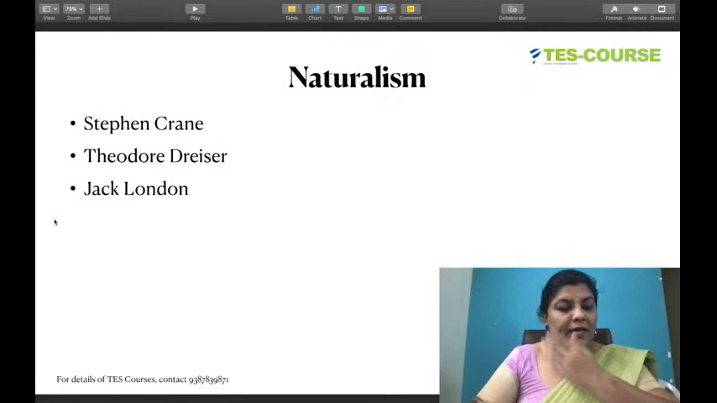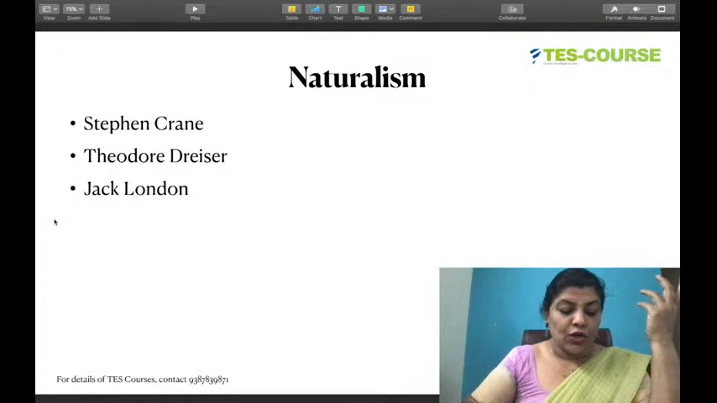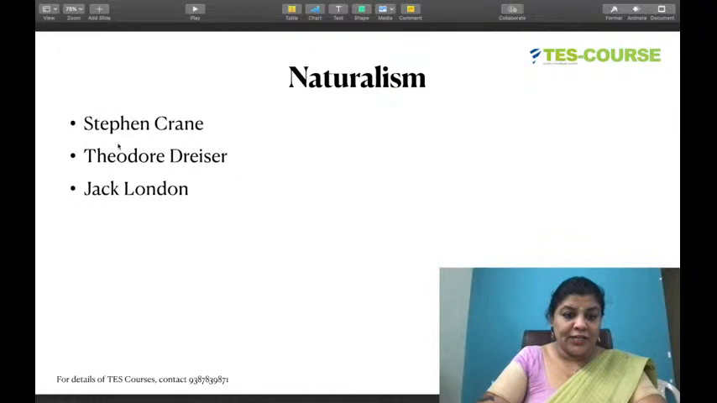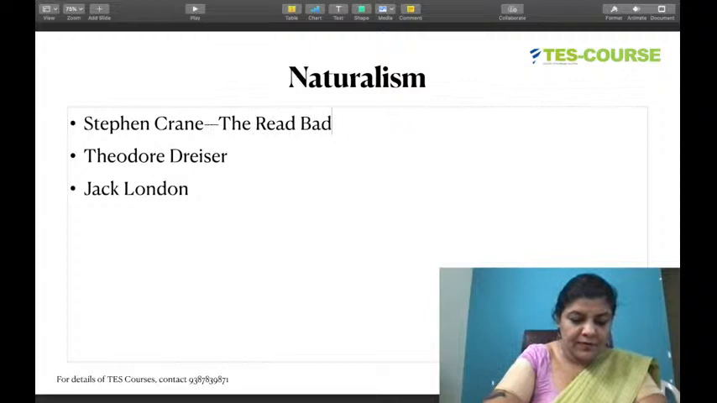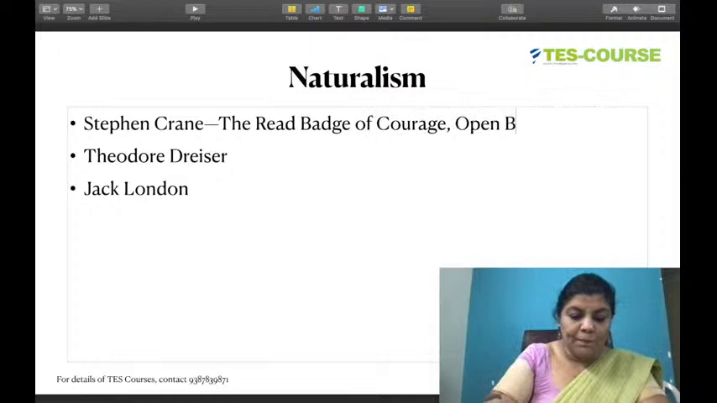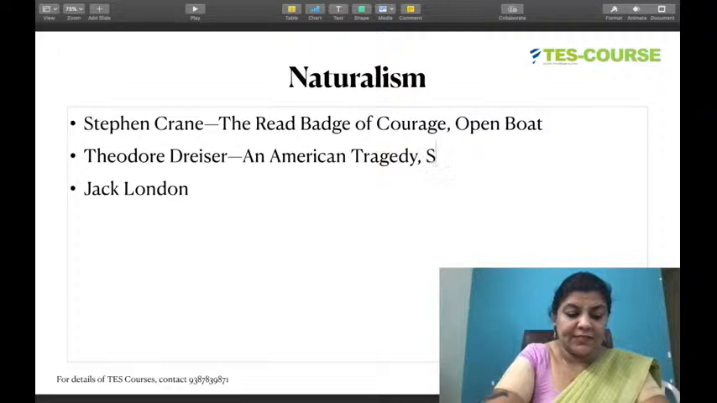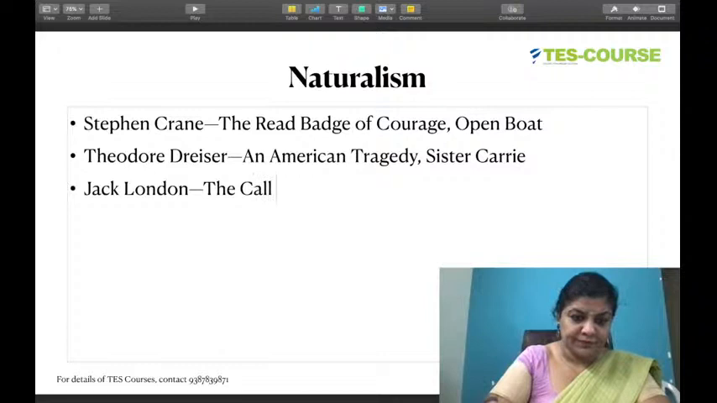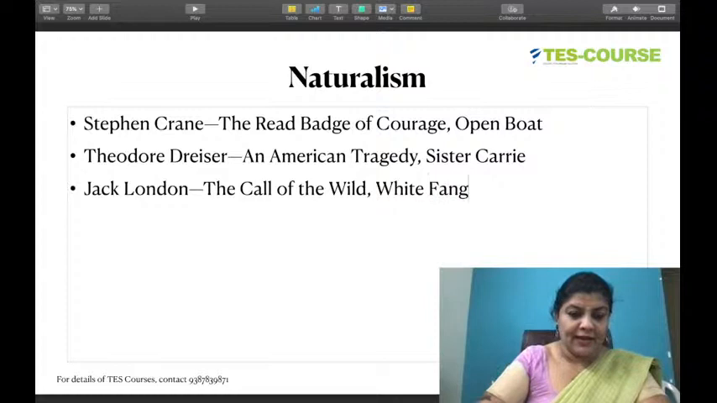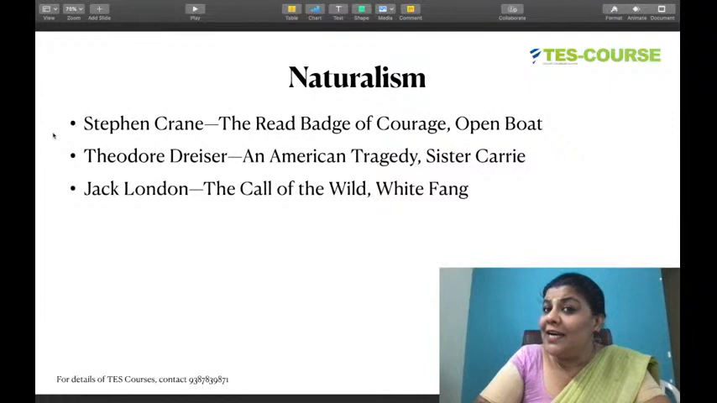Then tell me, Theodore Dreiser, what did he write? Theodore Dreiser wrote Sister Carrie, An American Tragedy. The Red Badge of Courage, The Open Boat. These are all criticisms of the American Dream. Sister Carrie. Wonderful. What did Jack London write? The Call of the Wild, White Fang. Naturalism, early 20th century.